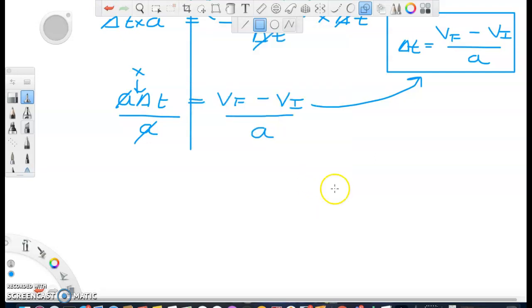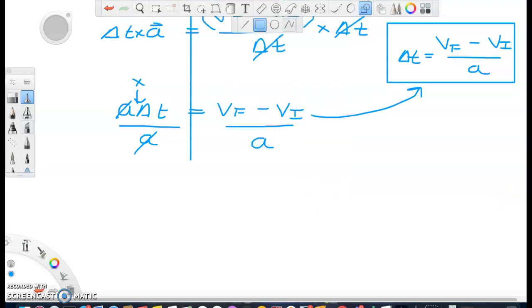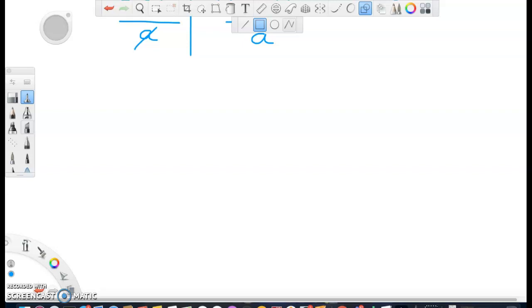So you won't see that many problems working with this one. But I want to make sure you are given it just so you have information on it and you know how to work moving forward.